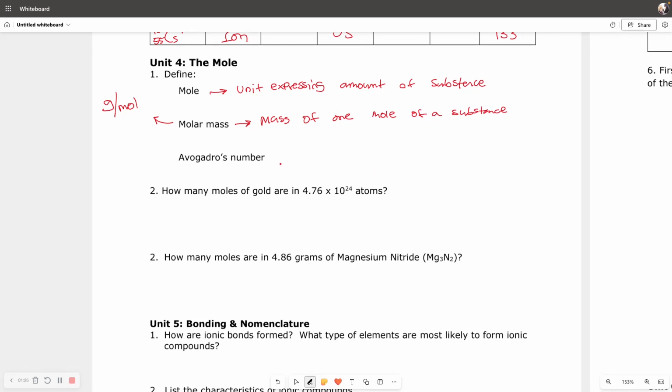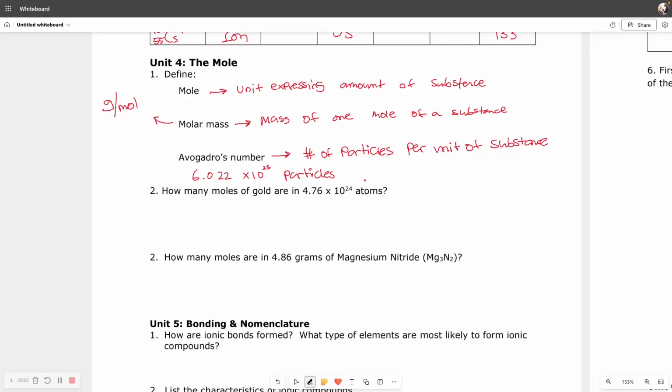Last but not least, we have Avogadro's number. So fancy. Avogadro's number is the number of particles per unit of substance. And the number that's magical for this will be 6.022 times 10 to the 23rd particles, and that's per mole. But you don't have to write that. You can just know that Avogadro's number is that.